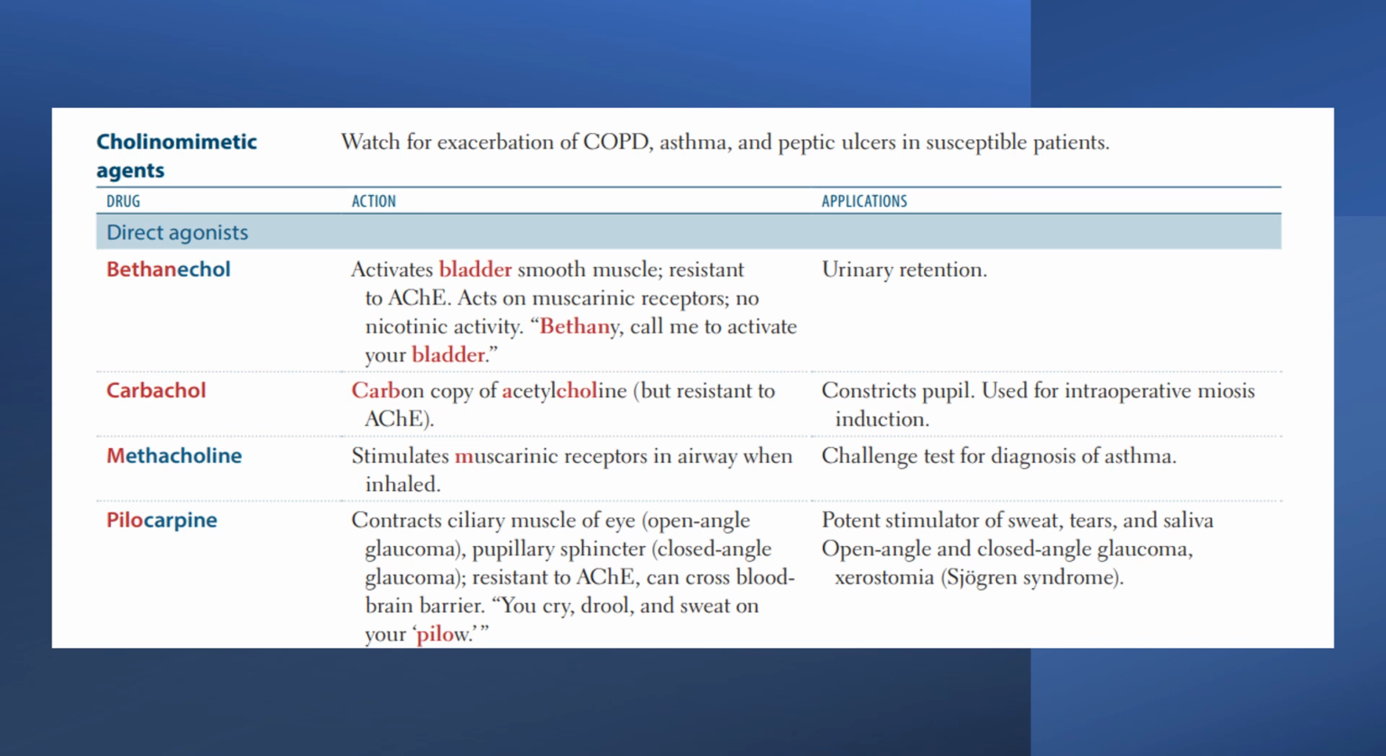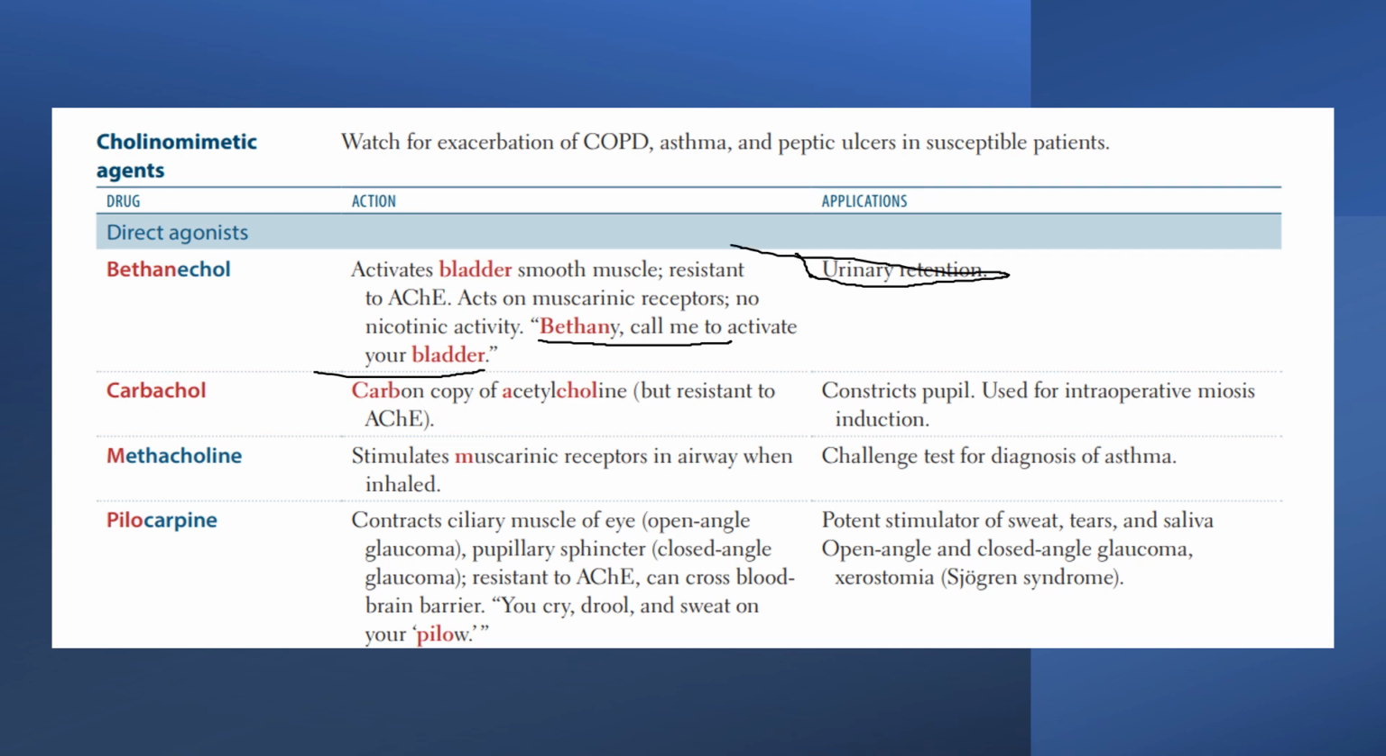Action: bethanechol activates the bladder and gut smooth muscle. Bethanechol acts on muscarinic receptors, with no nicotinic activity. Here is a very cute mnemonic to remember bethanechol: bethanechol, me to activate your bladder. This is a very funny mnemonic. Its application is in urinary retention.